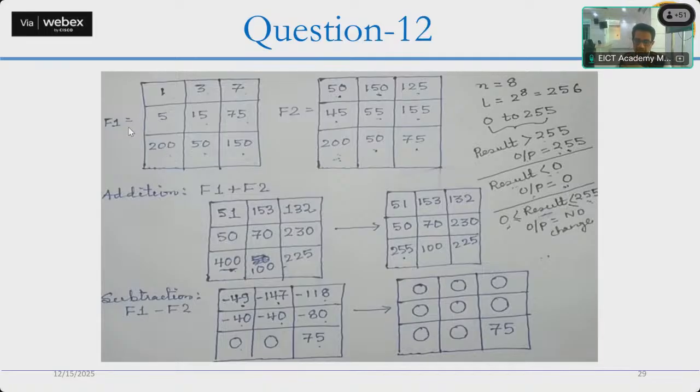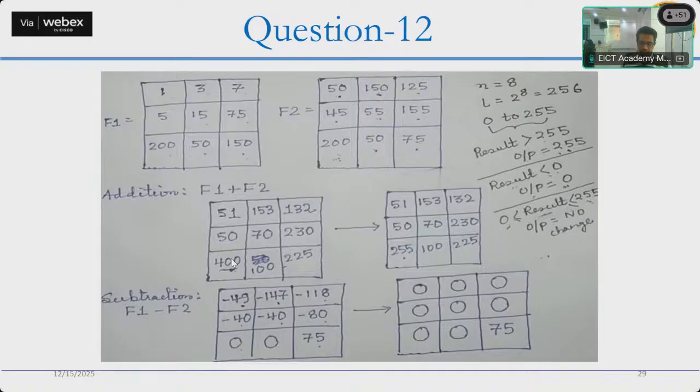For example, F1 is this image and F2 is this image. If you add up both, what will happen? You will get the values 51, 150, 132, 50, 70, 230, 400, 100, 225. See, what will happen to this 400 value? Because the maximum value of intensity with 8 bits can be 255 only. So it will be represented by 255.